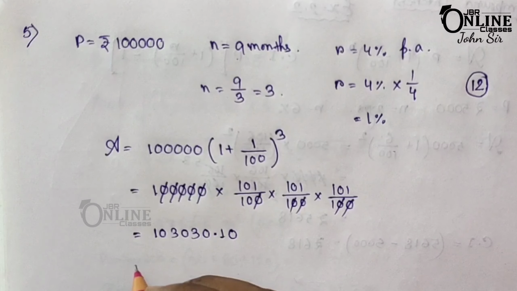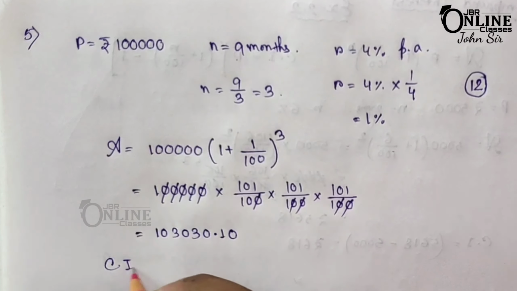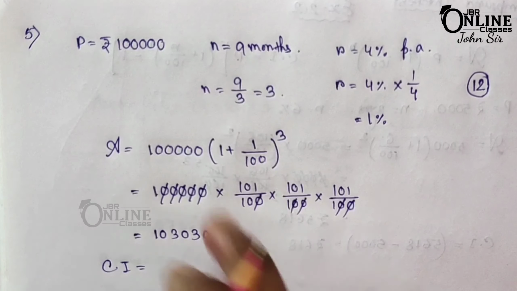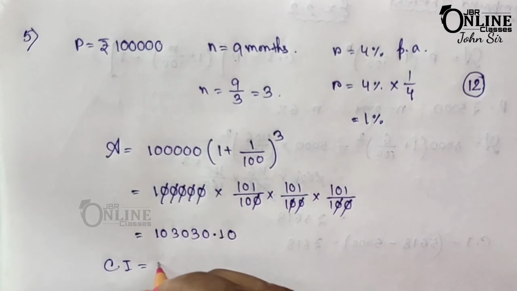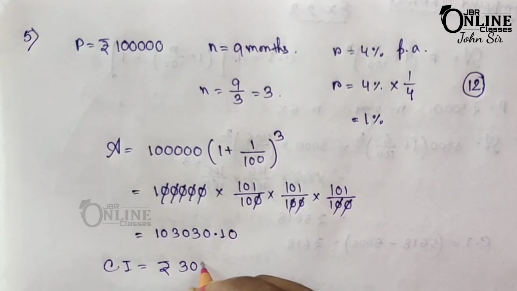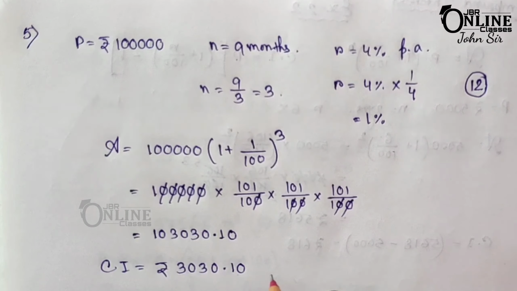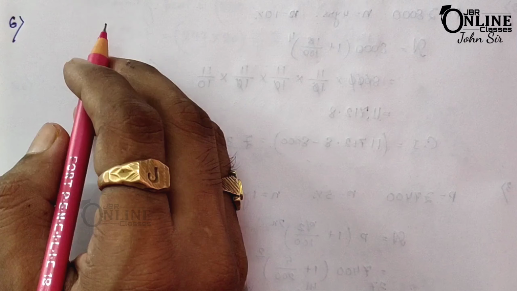Now again you have to find out the compound interest. So compound interest equals, you have to subtract the principal from this amount, and you will get rupees 3030.10 as your answer.